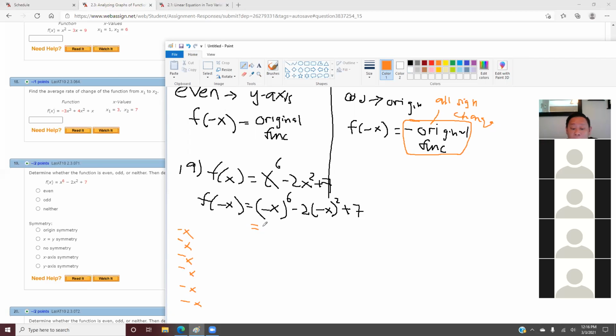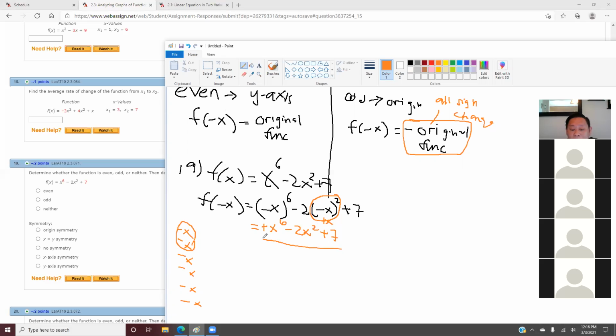Positive. So this is positive x^6. Same thing, what happens when you multiply this negative x twice? Positive. So you get positive. And negative 2 times positive, this is negative 2x squared. And then this is plus 7.